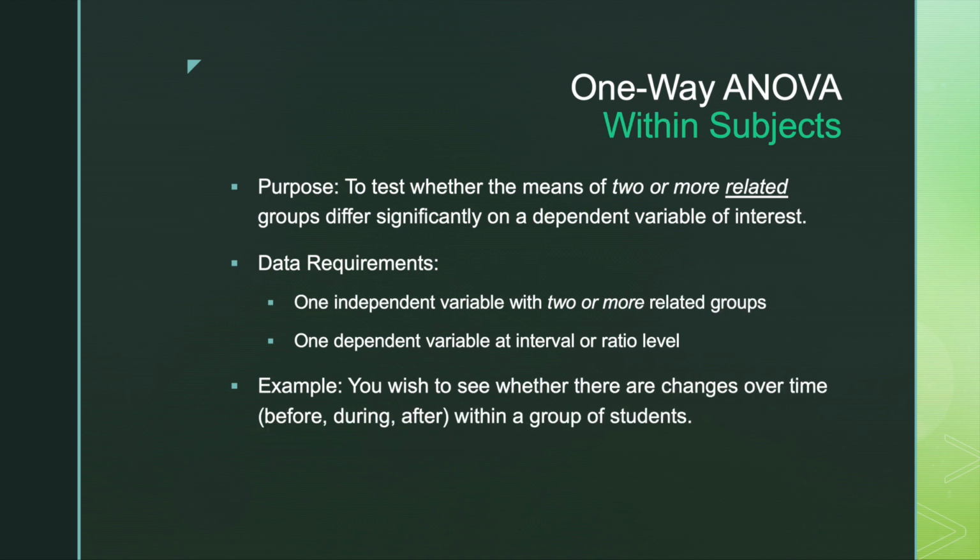For the within subjects, this time we're going to be comparing the means between two or more related groups. So typically this is when you do something over time. If you were to have multiple checkpoints over time, then we would want to use this within subjects. Okay, so we have independent variable for two or more related groups. Dependent is still at the interval or ratio. An example of this would be if you want to see whether there are changes over time, either before, during, or after, within a group of students. Okay, so because there's three different measurements over time, we'd have to use the ANOVA versus if there's just a before, or after, or pre or post, we could use a t-test.